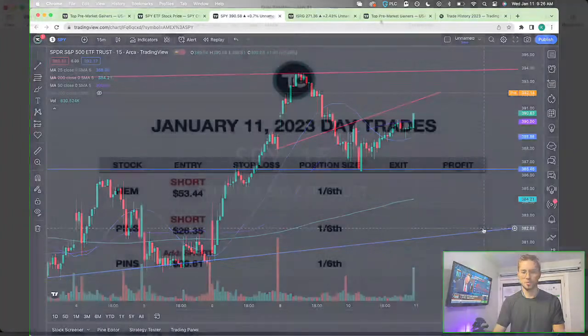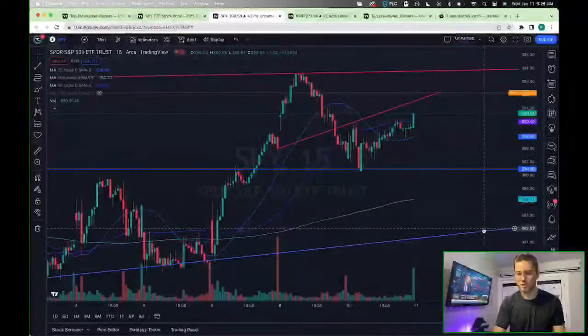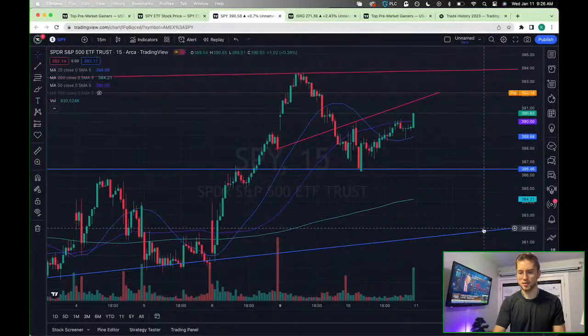So our average on pins right now is 26.47. We're slightly out of the money on pins, but that's okay. Newmont's still coming in nicely. That's surprising that gold's coming in as the dollar is coming in. That's interesting to see for sure. But we're short Newmont. Pins is still climbing.